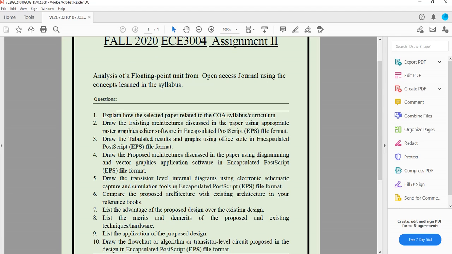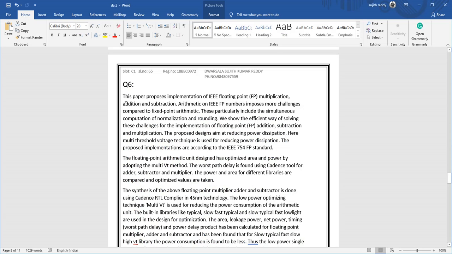Compare the proposed architecture with the existing architecture in your reference book. Comparison of architecture: the paper proposes implementation of IEEE floating point multiplication, addition and subtraction. Arithmetic on IEEE FP numbers imposes more challenges compared to fixed point arithmetic. These particularly include the simultaneous computation of normalization and rounding. We show the efficient way of solving these challenges for implementation of floating point addition, subtraction and multiplication. The proposed design aims at reducing power dissipation. Here, the multi-threshold voltage technique is used for reducing power dissipation.